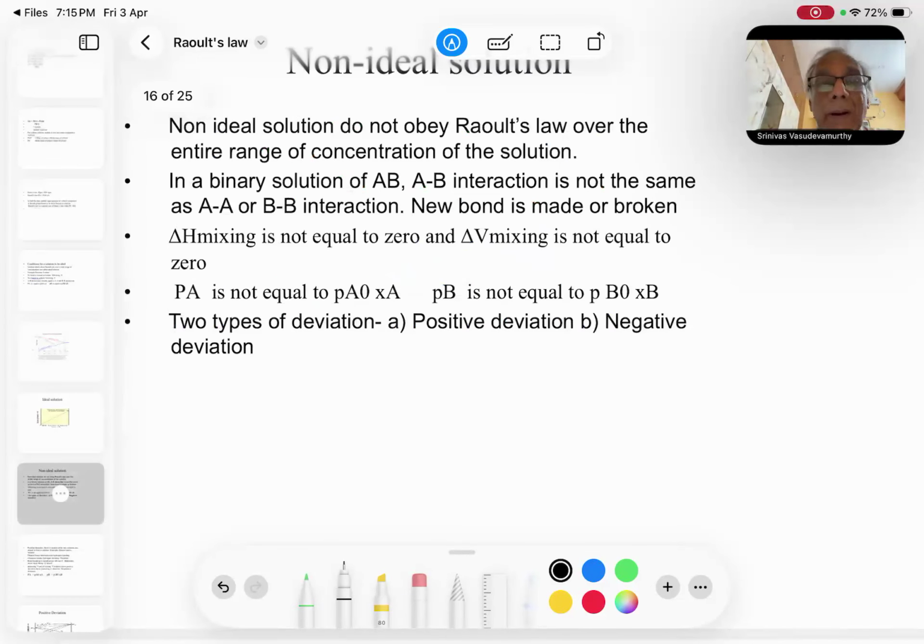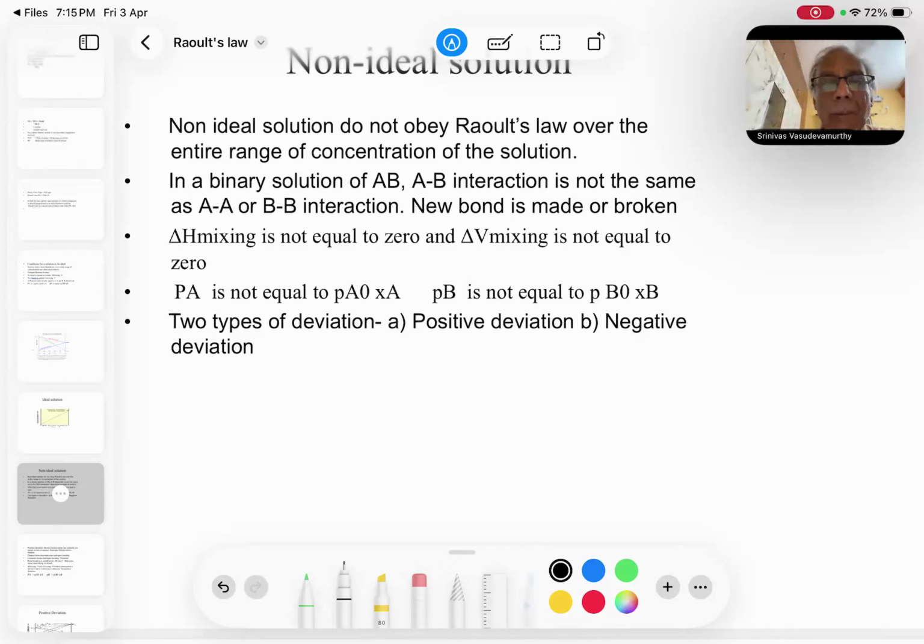Now let us see what we mean by a non-ideal solution. A non-ideal solution is one which does not obey Raoult's law over the entire range of concentration. Either a hydrogen bond is formed or a hydrogen bond is broken here. That is the reason why it is not behaving as an ideal solution.